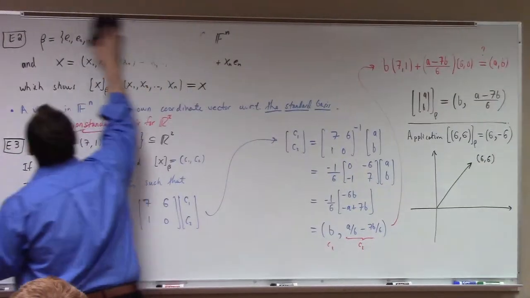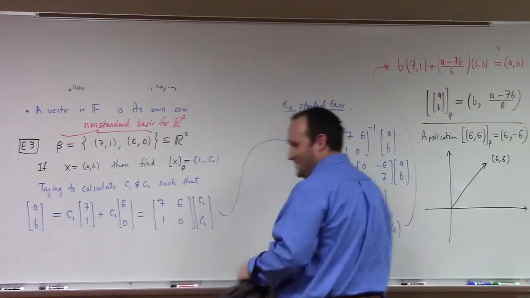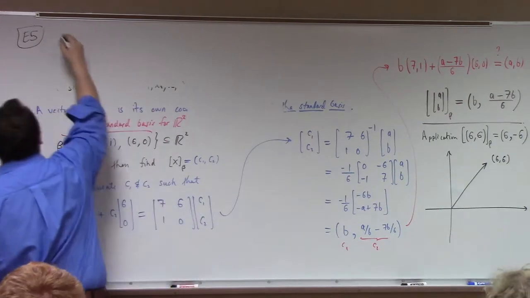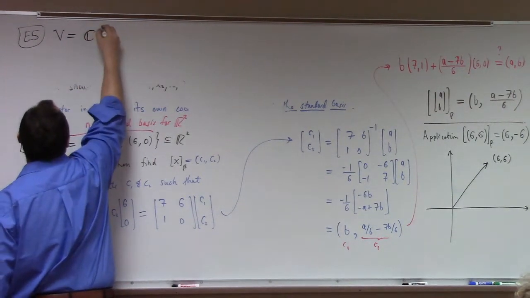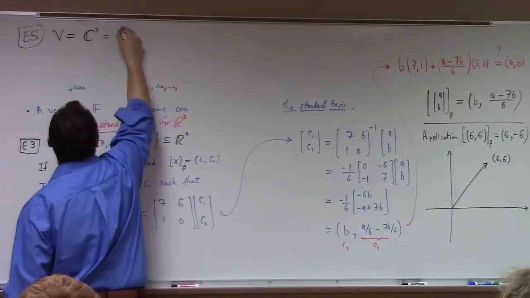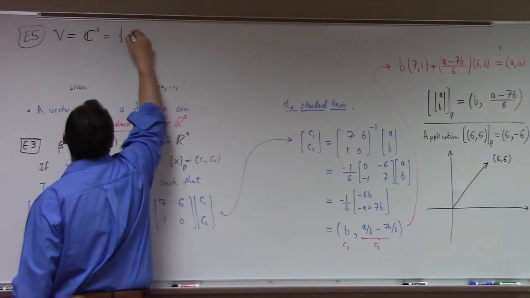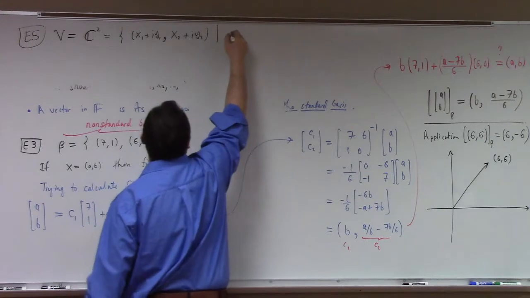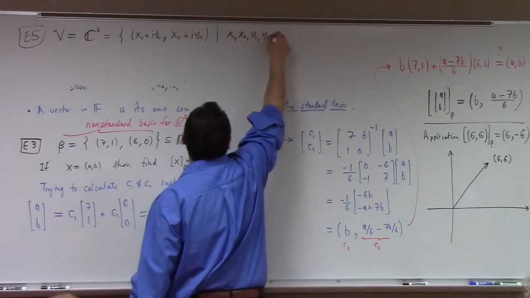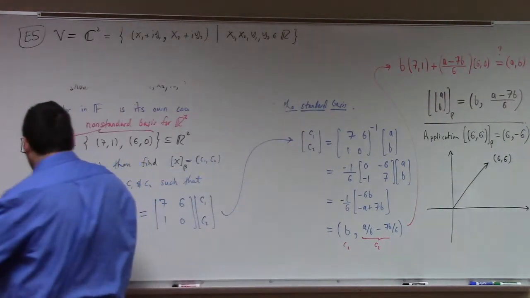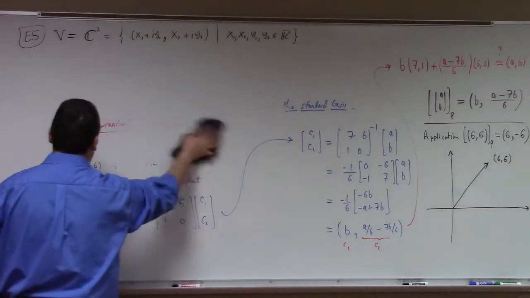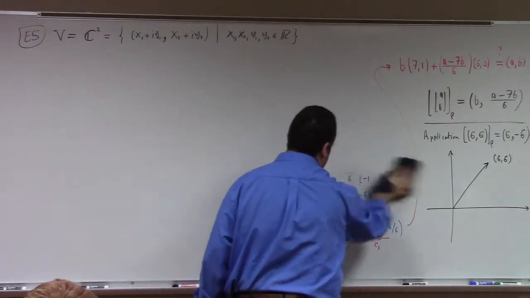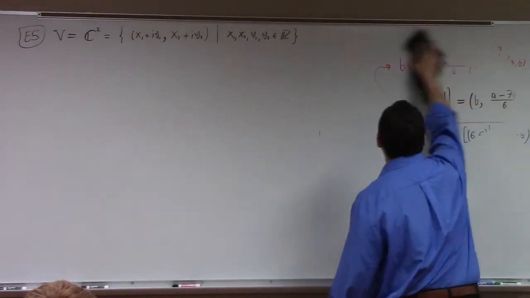Okay, we kept it real long enough. Example 5. Don't haha me yet. You may now say haha. V equals C2, all right? So what's this look like? The set of (x1 plus i y1, x2 plus i y2) such that x1, x2, y1, y2 are real numbers. Of course, that's a kind of complicated way to write it. You could just say (z1, z2) such that z1 and z2 are complex numbers, right? That would be C2, two-dimensional complex vectors.